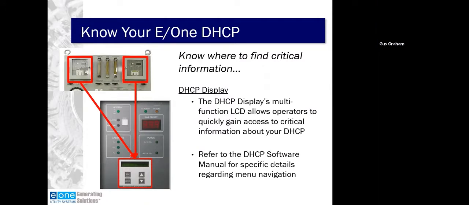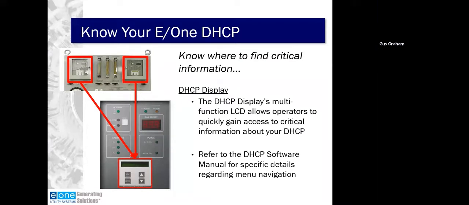So as far as operating your DHCP, one of the first things you need to understand is where to go for critical information. And that's located on the DHCP displays. You'll notice that the DHCP has two displays. Again, that dual term refers to the fact that we have two analyzers. Each analyzer has a dedicated set of electronics and a dedicated display.